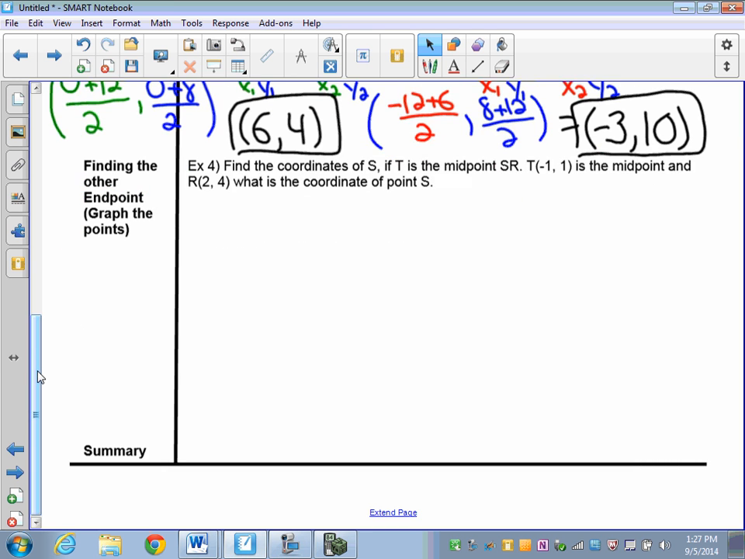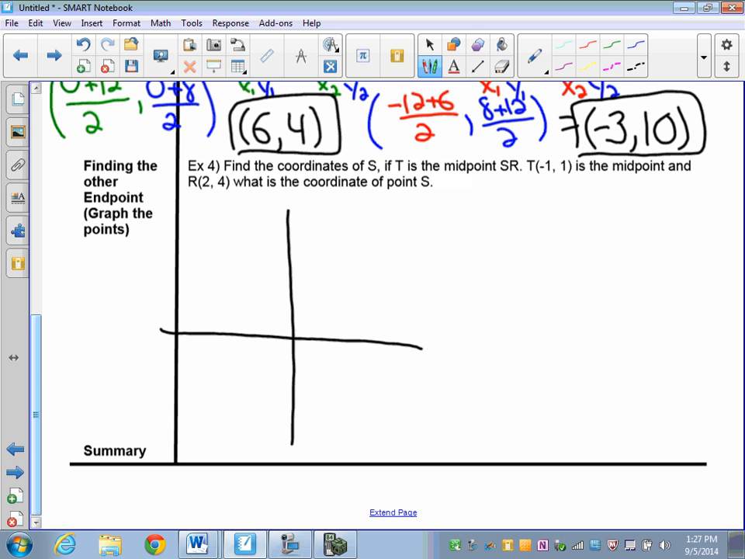So the last several problems here are probably the trickiest things that we'll do, or the next two I should say, finding the other endpoint. So for this example, the best thing to do when you need to find the other endpoint is to graph it. So I just make a coordinate graph right here.